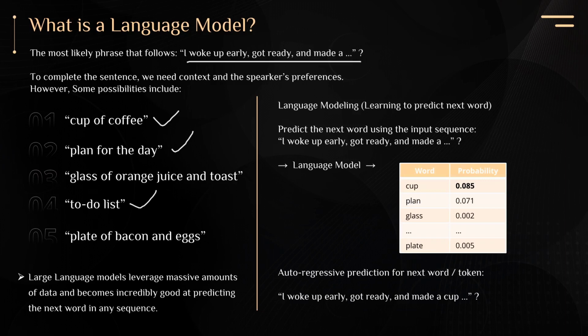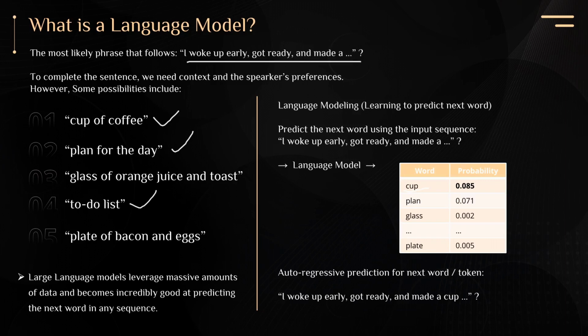I won't be going into the math behind how these models are trained, but at a high level, all you need to know is, given a small input sequence like this, I woke up early, got ready, and made a dash, it first generates a probability distribution over all the potential words that could come after this. Then, as a simple argmax kind of thing, we just pick the word with the highest probability and put that in. Once we do that, we have one more word in the sequence, and auto-regressively, we take this entire sequence again and try to predict the next word again.